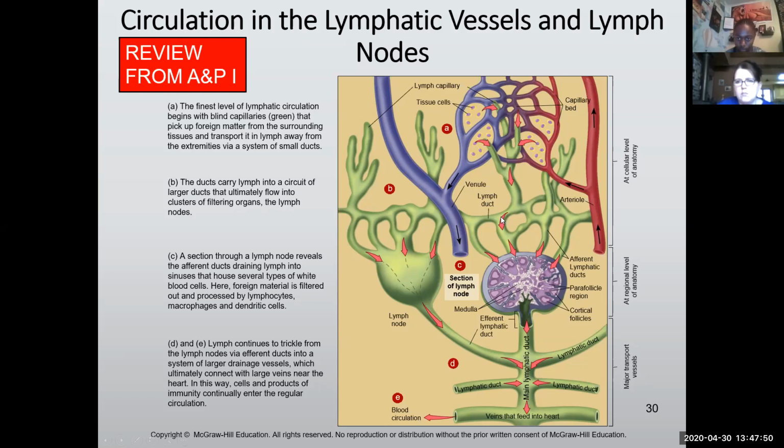As this fluid is passing through our lymphatic system, it's also passing through lymph nodes. We talked about what they did the other day. What's the purpose of lymph nodes? Why do you have lymph nodes? Nadia, any idea? Nadia, are you there?